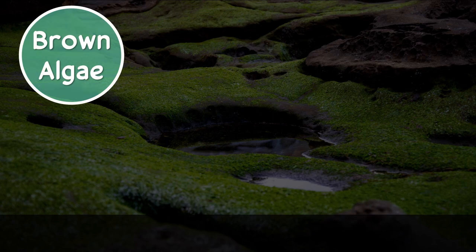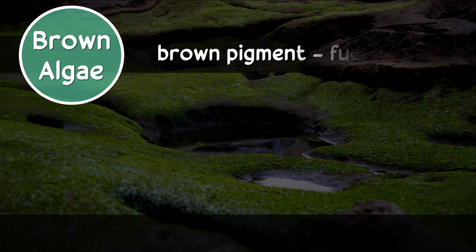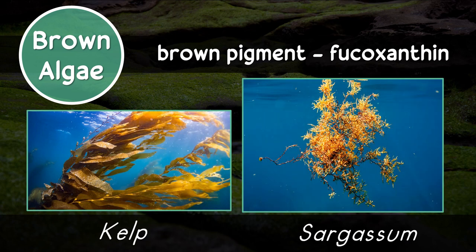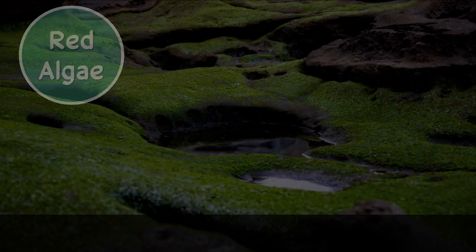Our next algal group is the brown algae. Why are they brown? They are brown because they contain the pigment fucoxanthin. The multicellular brown algae are all marine. Ibig sabihin nito, lahat sila ay nakatira sa sea water. The largest alga, the kelp, and sargassum belong to this group. These two are commonly seen sa seashores. For example, sargassum is a brown seaweed na makikita natin sa tabing dagat.